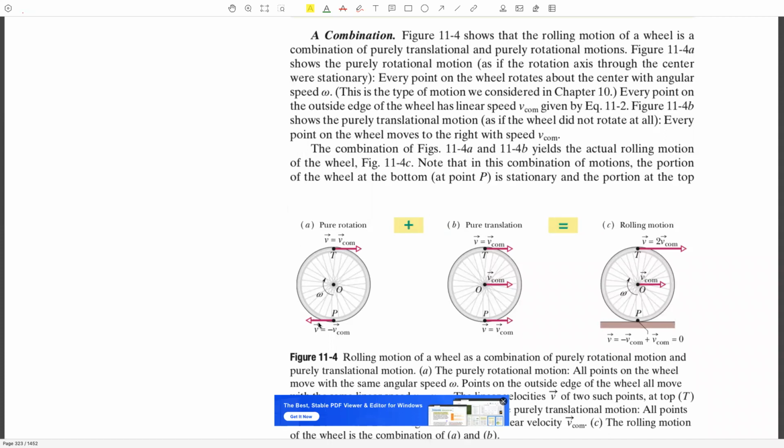In my experience, when it's pure rotation, they're opposite, and then pure translation is just heading in the same direction. But when you are in a rolling motion, that means they cancel out a lot, right?